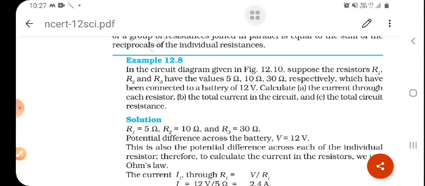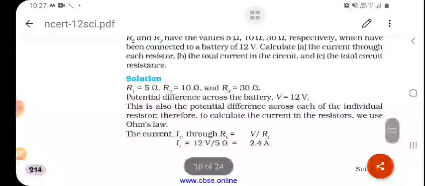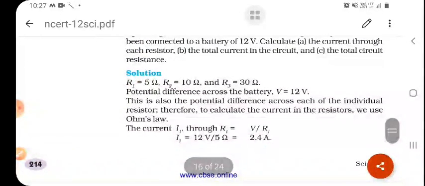Here the resistors R1, R2 and R3 are connected in parallel, having the values 5 ohm, 10 ohms and 30 ohms respectively, and they are connected to a battery of 12 volt. Now we have to find the current through each resistor, and the total current and total resistance in the circuit.